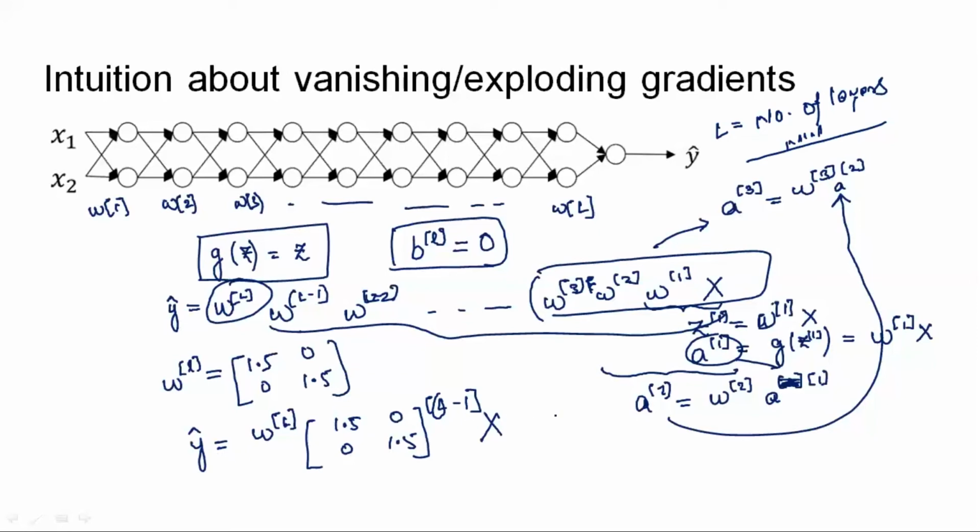Because if you put 1.5 to the power of L minus 1, and if L is very large, then 1.5 would keep on multiplying, and this would be a very large number. So this would result in the exploding of the gradients, and this is basically the intuition behind the exploding gradients.